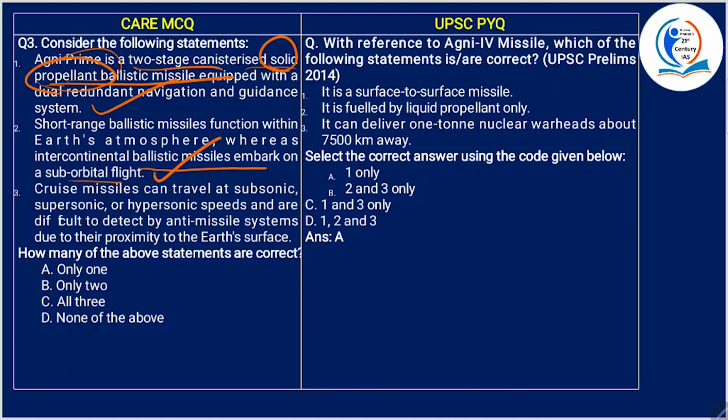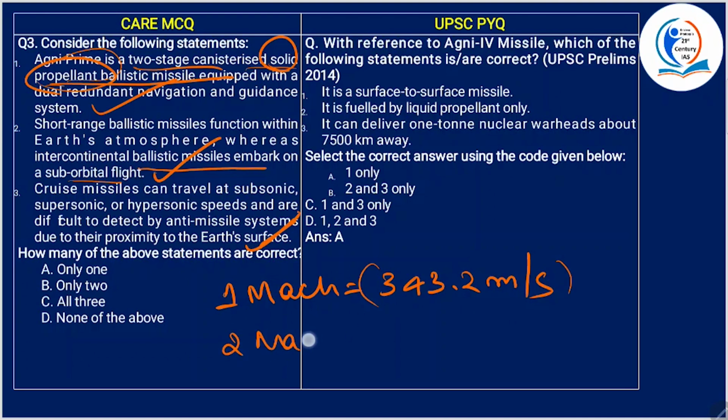Now, cruise missiles can travel at subsonic, supersonic, or hypersonic speeds and are difficult to detect by anti-missile systems due to their proximity to the Earth's surface. This is true. So, 1 Mach is equivalent to the speed of sound, which is 343.2 meters per second. Any multiple is taken as 2 Mach, 3 Mach, that is, 3 times the speed of sound. Anything less than 1 Mach is subsonic, equivalent to this is sonic, anything greater than that is supersonic, and greater than that, it's hypersonic.